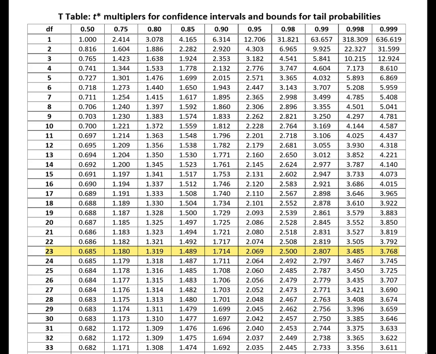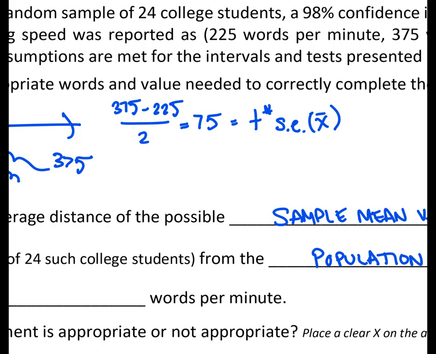From there, we want our desired confidence level, which we know from the problem background, is 98%. So we head on down the table to see where these two meet, and we get our t star multiplier of 2.5. So now we can head back to the exam. And now we have 75 is equal to 2.5 times that standard error value that we're after. Doing some math, we should get a value of 30 for this standard error.